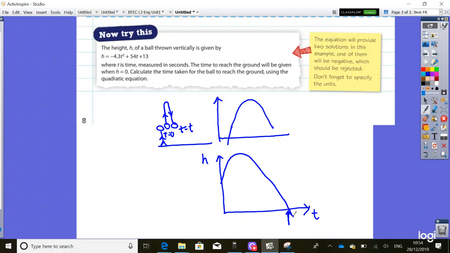Now notice that h will also equal 0 when t is a negative number. So in a moment, I'm going to solve this using the quadratic formula. I'm going to get two answers, one positive, one negative. Therefore, we're going to eliminate the negative answer. So let's do that then.